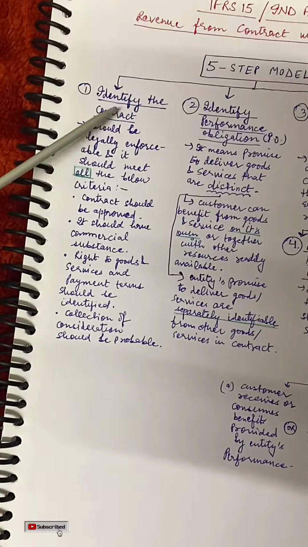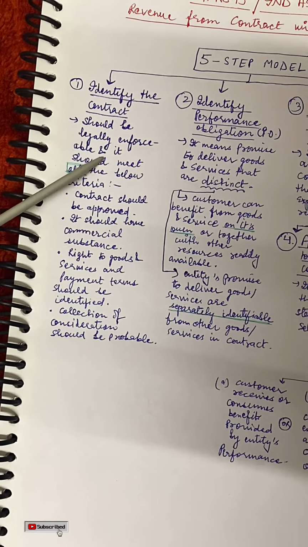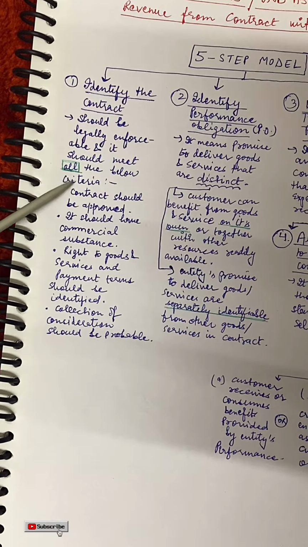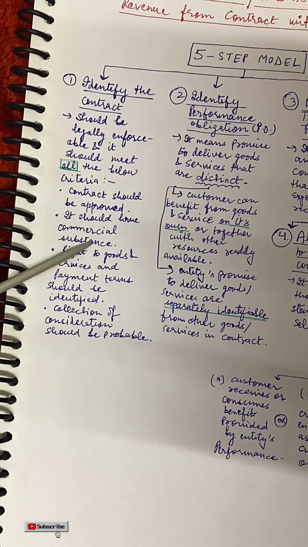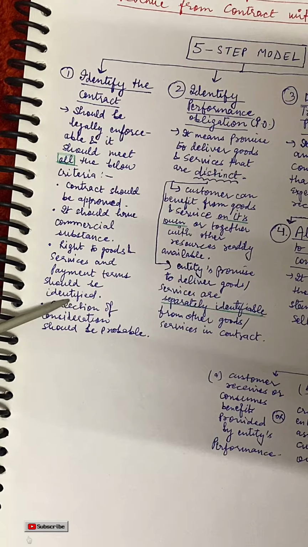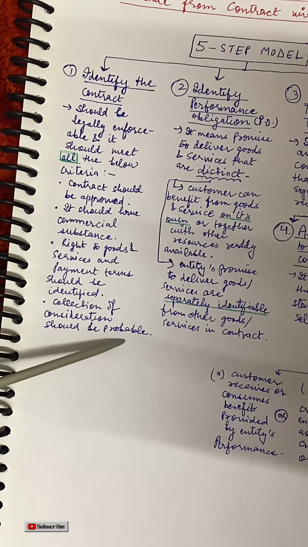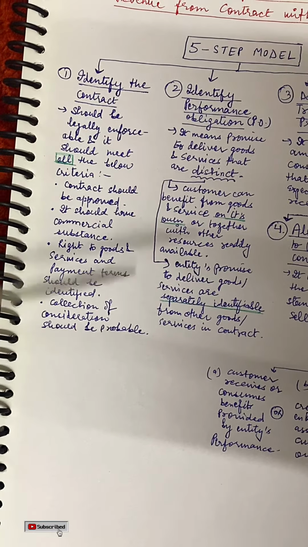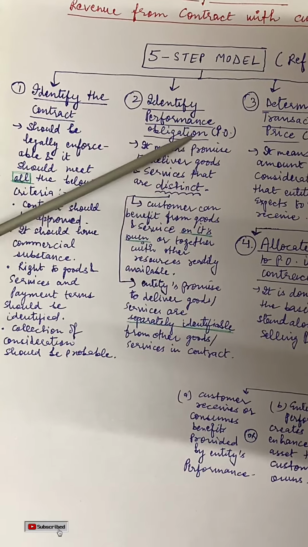So contract should be legally enforceable and all the below conditions should be met. So there are 4 conditions. First, contract should be approved, then it should have commercial substance, and right to goods and services and payment terms should be identified, and collection of consideration should be probable. If all the conditions are met, then it is considered as contract is identified.